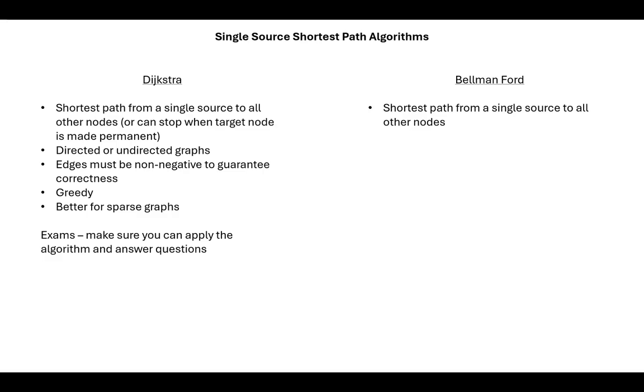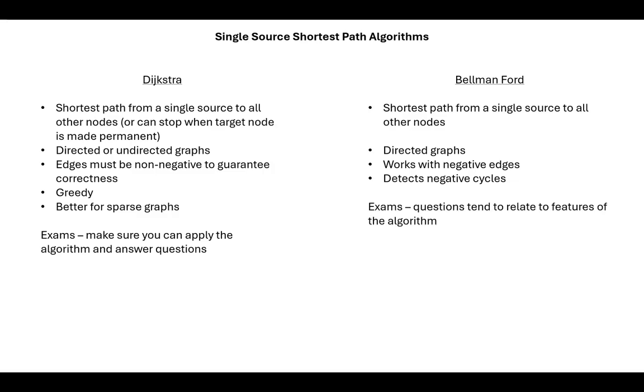For Bellman-Ford, same thing, shortest path from a single source to all other nodes. Bellman-Ford requires directed graphs, or we require the undirected edges to be turned into 2 different edges in each direction. It's fine with negative edges if they don't make a negative cycle. If there is a negative cycle, it will detect them. In exams, I think the questions are more likely going to be talking around the algorithm rather than actually carrying it out.